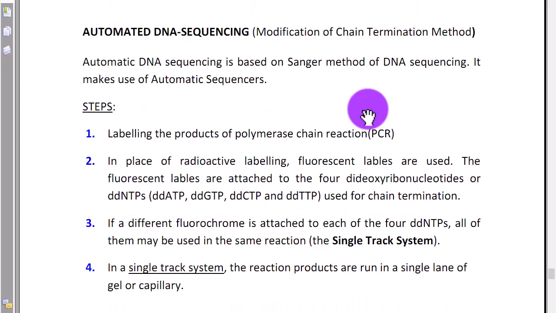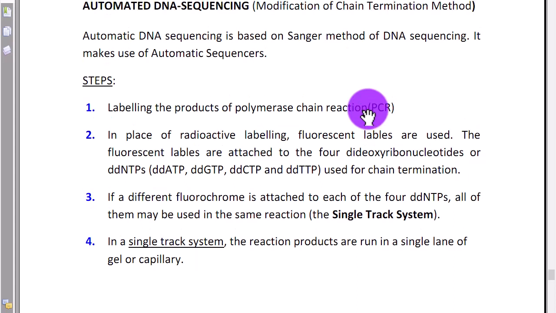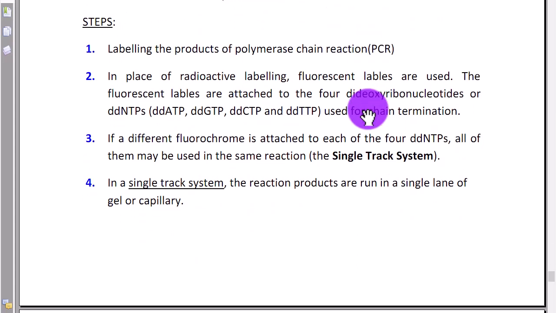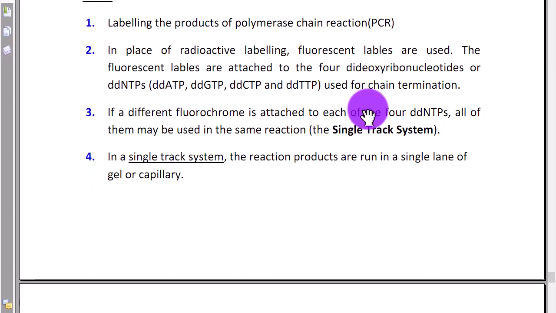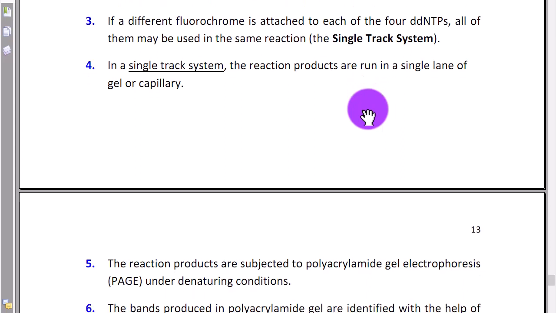Automated DNA sequencing, a modification of the chain termination method. Automated DNA sequencing is based on the Sanger method of DNA sequencing. It makes use of an automatic sequencer. Steps: labeling the product of the polymerase chain reaction. In place of radioactive labeling, fluorescent labels are used. The fluorescent labels are attached to the four dideoxyribonucleotides, each different. A fluorochrome is attached to each of the four ddNTPs. All of them may be used in the same reaction.